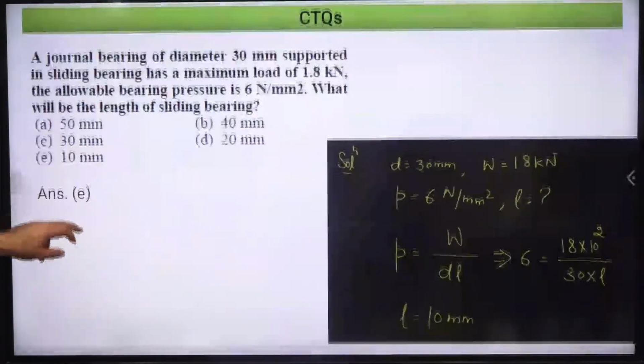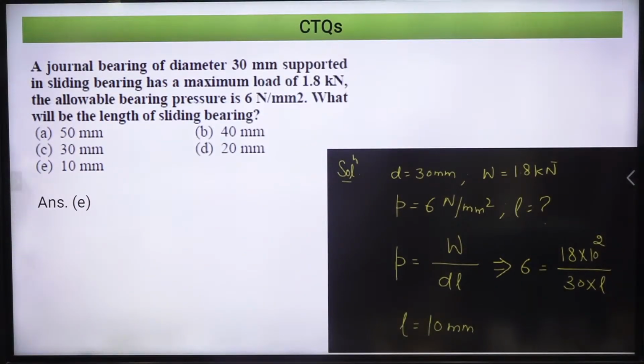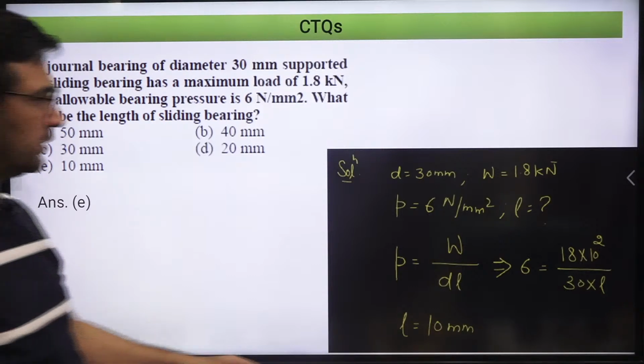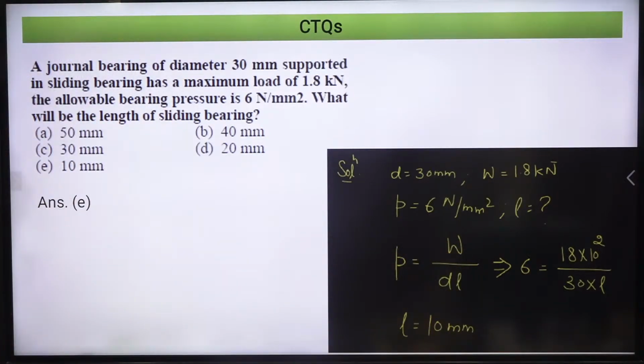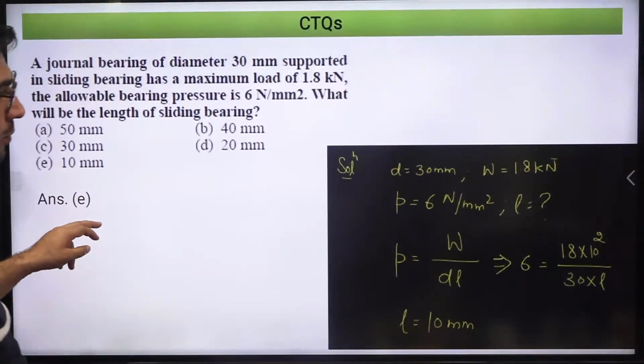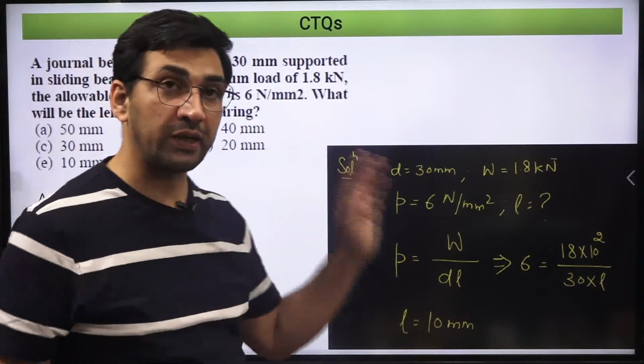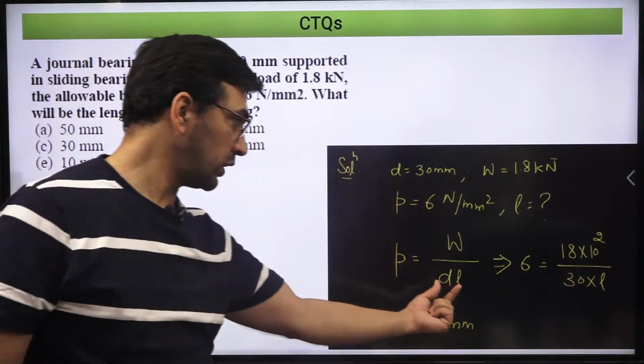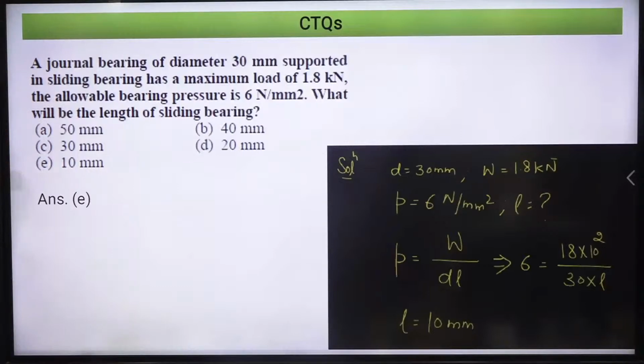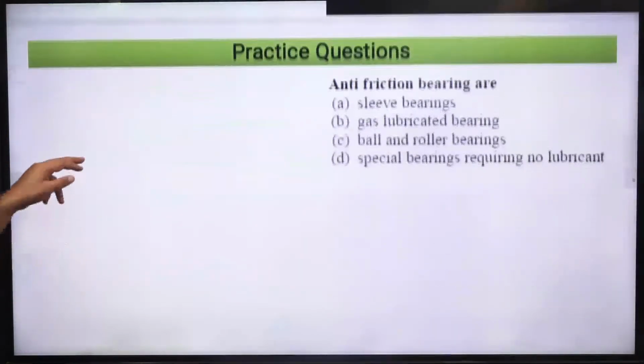Am I clear? Just have a look over here. You just need to input the relevant values. Just keep the units the same, either in mm or whatever you want to keep. Clear? So I think E is going to be the option. Just find out the value of L. Done? Okay, let's move ahead. The only thing you need to remember is that in the case of journal bearings, when we calculate the pressure, we take the projected area. Okay, go ahead.